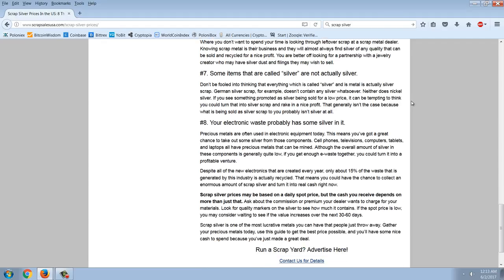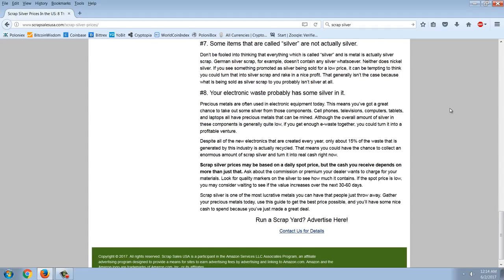Your electronic waste probably has some silver in it. Number eight, precious metals are often used in electronic equipment today. This means that you've got a great chance to take out some silver from those components. Cell phones, televisions, computers, tablets, and laptops all have precious metal that can be mined. Although the overall amount of silver in these components is generally quite low, if you get enough e-waste together, you could turn it into a profitable venture.